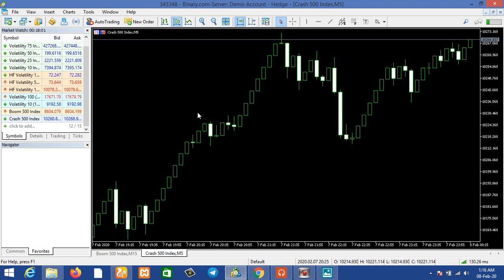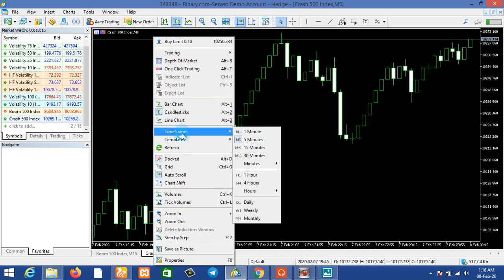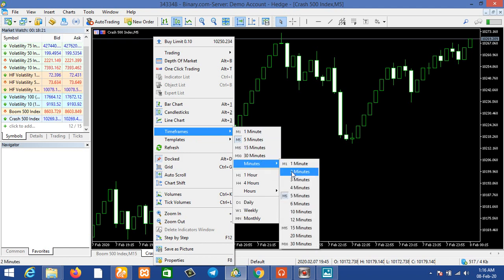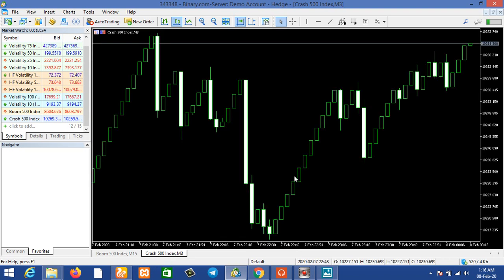Okay, so this is the crash market right here. See, this is the crash market. This is Crash 500, as you can see right here, Crash 500 using the 5-minute time frame. Okay, let's see if we can get any lower time frame. Let's use the 3-minute time frame. Okay, awesome.